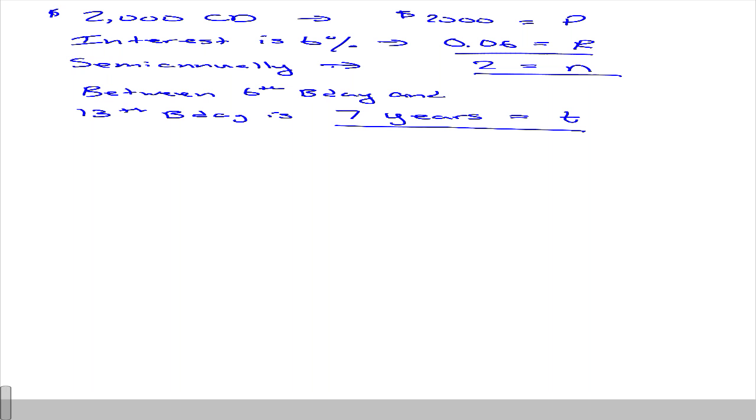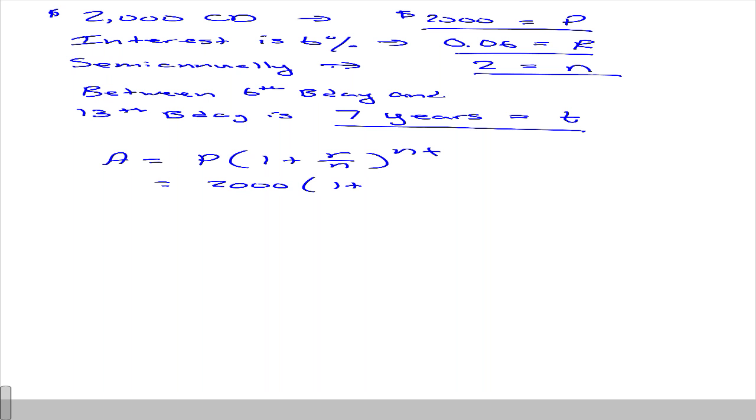So I'm going to underline these because I'm going to need all of these for my compound interest formula. So now I have the question: how much money is available? So that's when I use A equals P times 1 plus R over N raised to the NT. And I perform the same process that I did on the last problem. 2,000 times 1 plus 0.06 over 2 raised to the 2 times 7.